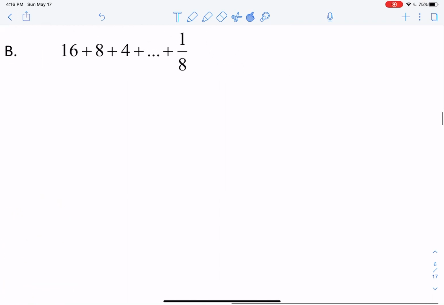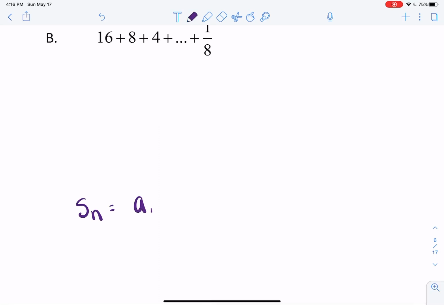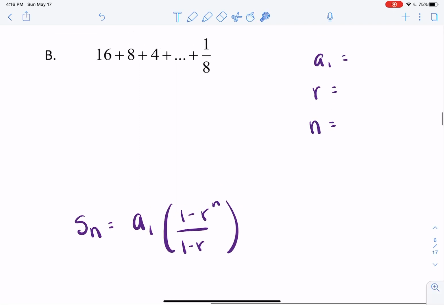So we need to find the sum. Same idea, we have the same sum formula. We want to find our first term, and then 1 minus r to the n power over 1 minus r. So we need a first term, common ratio, and how many terms there are. So our first term is 16. The common ratio, so that's like what's happening each time.